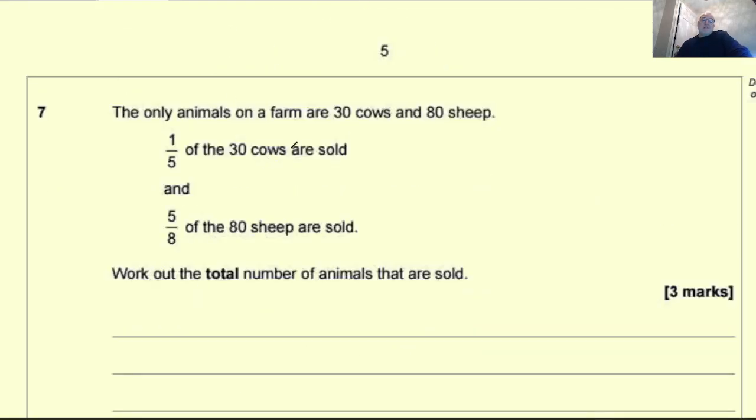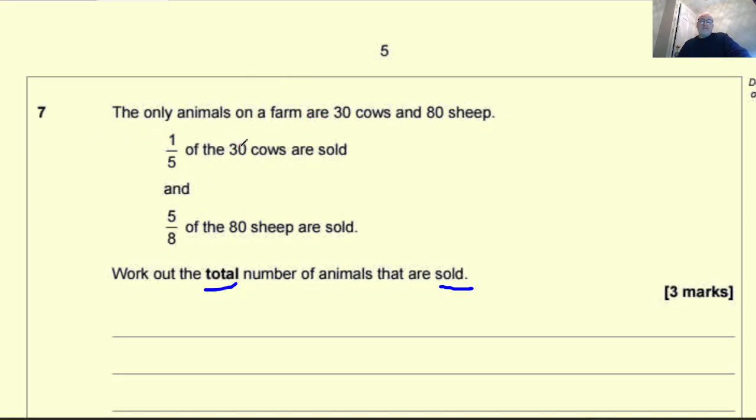Question 7. The only animals on a farm are 30 cows and 80 sheep. 1/5 of the cows are sold and 5/8 of the sheep are sold. Work out the total number of animals that are sold. So we want how many are sold and then we want the total of that, so we're going to add it together. So let's do a line at a time.